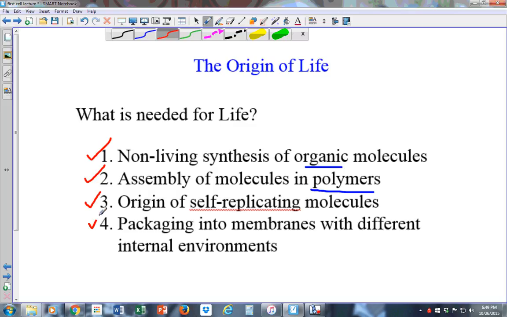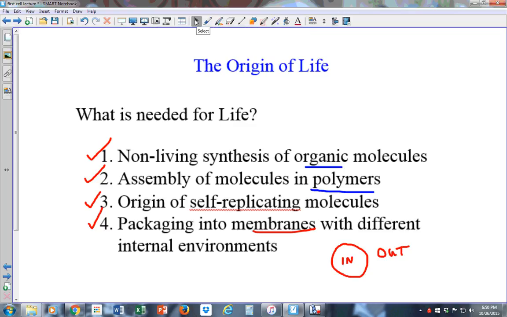And fourth, packaging of membranes with different internal environments. So this is really weird. For a cell to get going there, it has to form a membrane, so what is inside is different than what's outside, right? But how could it form a membrane around itself if it didn't exist yet? That's a really weird idea. You can't have an inside until you have a membrane, but how do you have a membrane without an inside? It's a very, very strange idea.